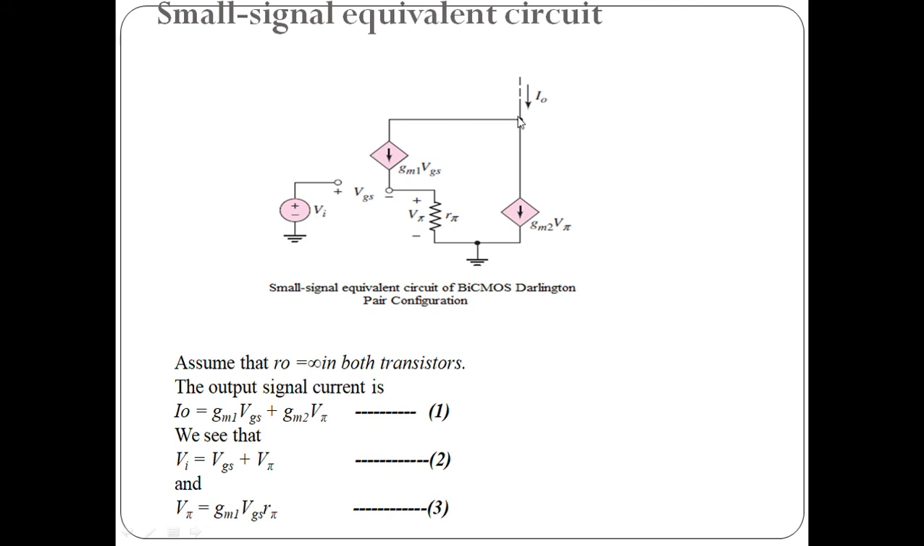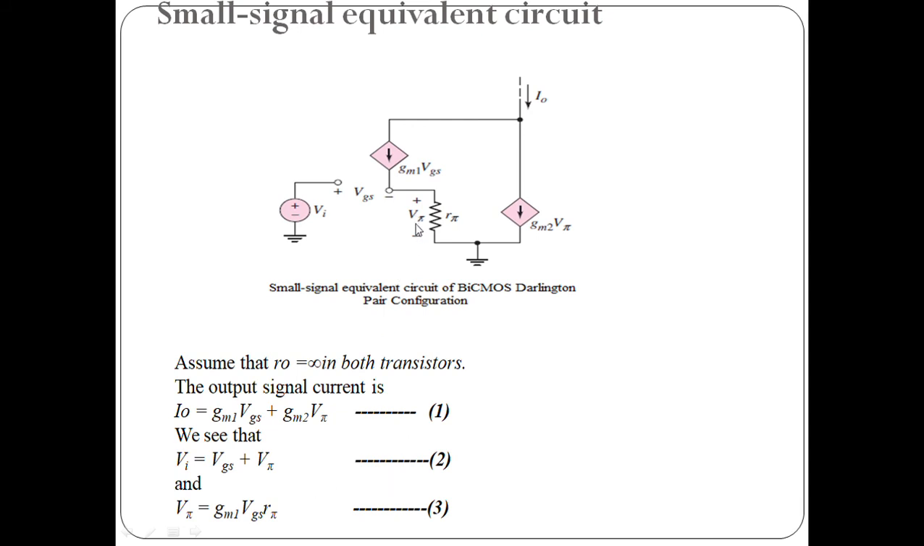The total current that enters is the current that leaves, so we apply the nodal equation here. The first equation I can write is I0 equals gm1 into Vgs plus gm2 into V pi. That is equation number 1. Now we apply KVL to the input loop. Vi, the total voltage, is the gate-to-source voltage plus the voltage across the base and emitter terminals. So Vi equals Vgs plus V pi. That is equation number 2.